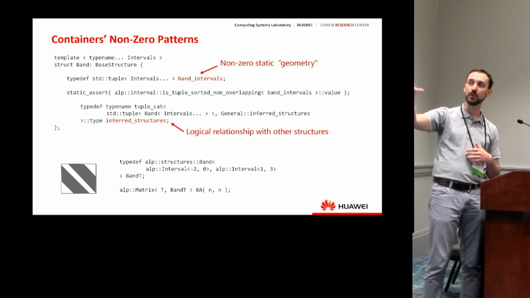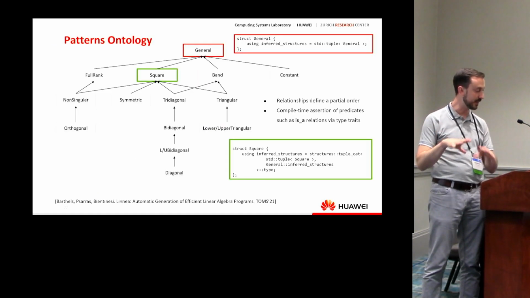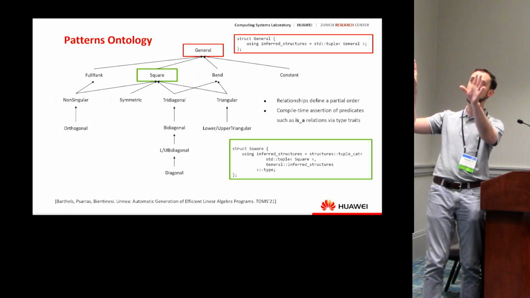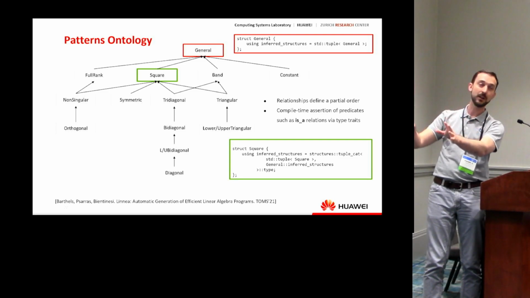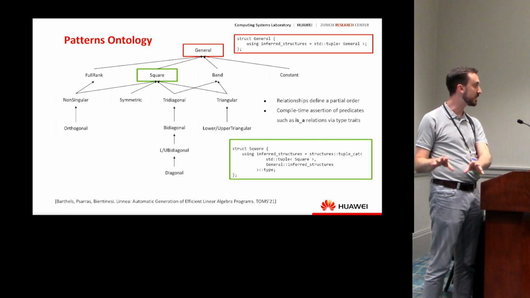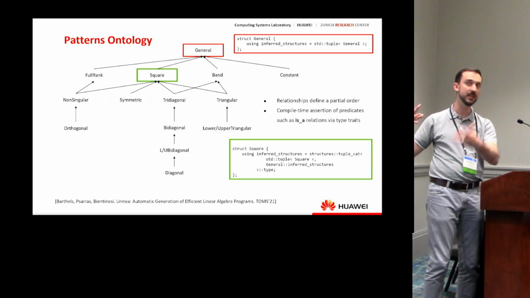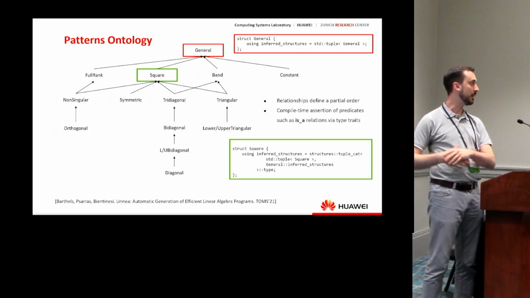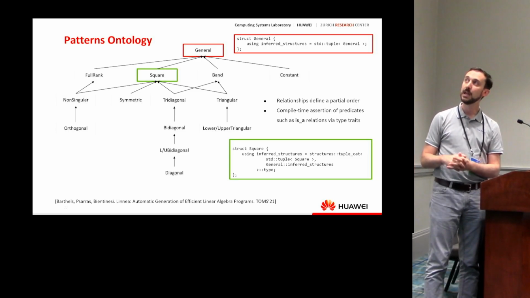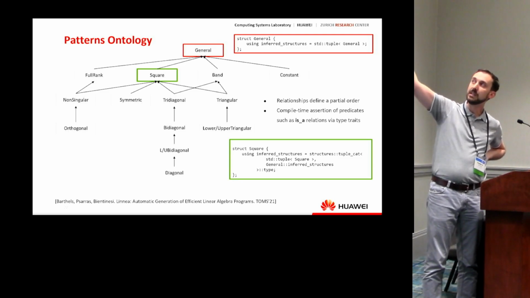Logical relationship with other structures. So we can create a kind of an ontology of the patterns, right? Starting from the more general one and going down depending on the specialization of the structure that is useful for someone that is implementing the backend. So these are things that we can accumulate in the course of the extension of the library, if you want. And so here what I'm saying is that, for example, a general is a general matrix.